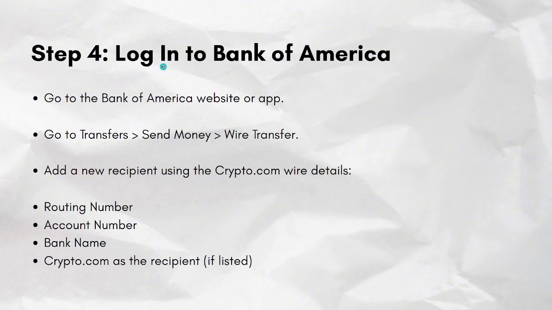Step number four is log in to Bank of America. So go to the Bank of America website or application, then just go to the transfers and then tap on send money and then wire transfer. And then a new recipient using the crypto.com wire details. It will show you the routing number, account number, bank name, crypto.com as a recipient if listed.